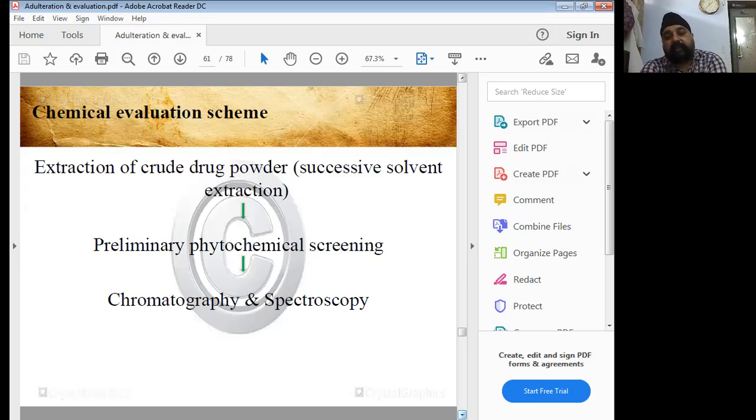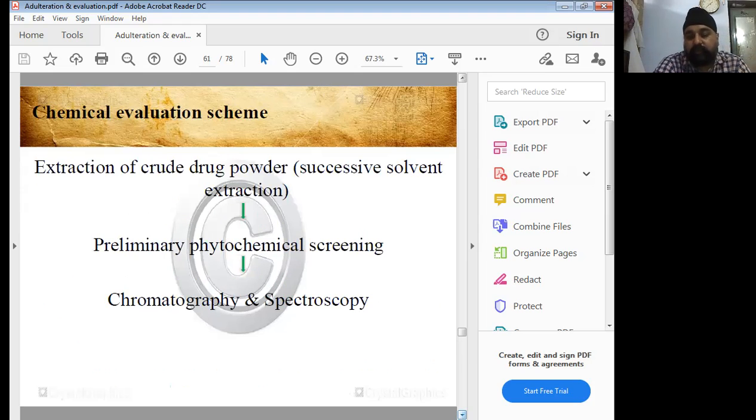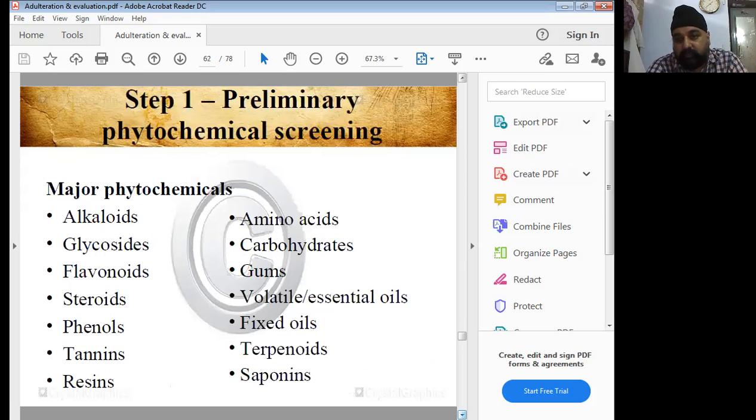What we can do is chemical evaluation. We can extract the crude drug using solvent extraction. Then we can carry out preliminary phytochemical screening. In preliminary phytochemical screening, we can carry out these tests: acid wash, sulfated ash test, and so on. Then we can go with chromatography and spectroscopy.